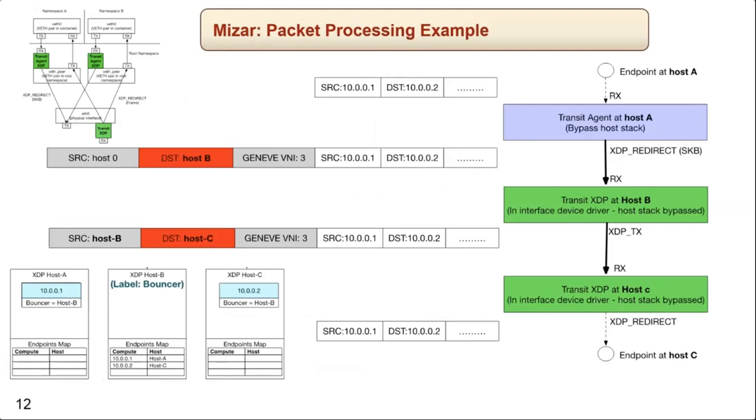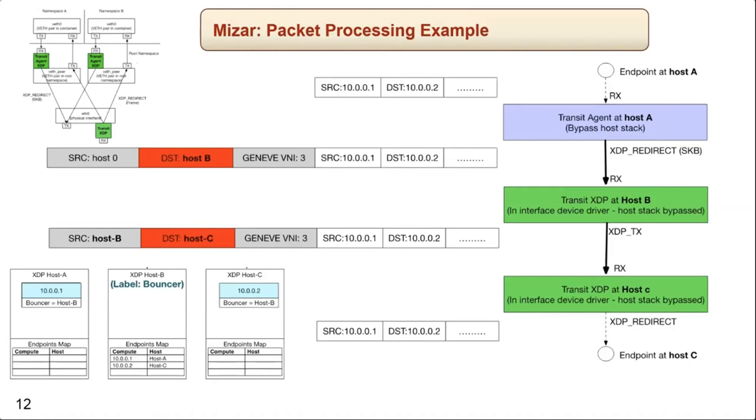Now, from a packet processing perspective, when the endpoint on host A wants to communicate with the endpoint on host B, the first step is that the XDP program takes the packet, encapsulates it into a Geneve packet, and then transmits the packet out to the bouncer, because that program doesn't really know anything about the network. It doesn't know where the endpoint 10.0.0.2 is, except that you have a packet, send it blindly to the bouncer. So it sends it to bouncer B.